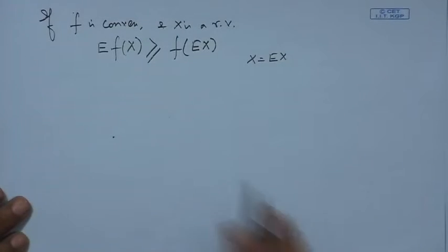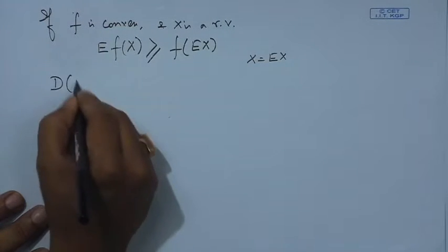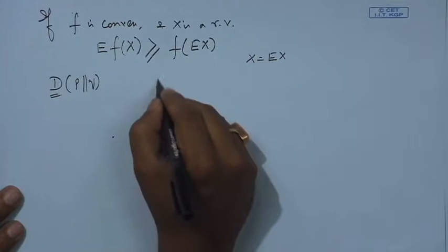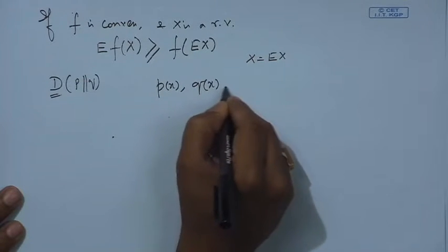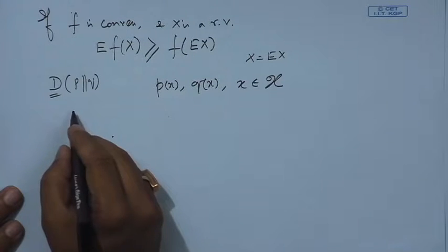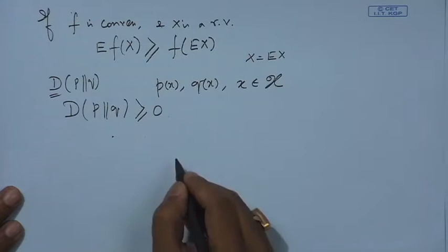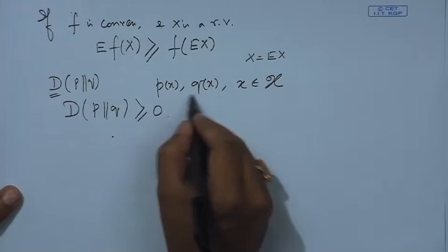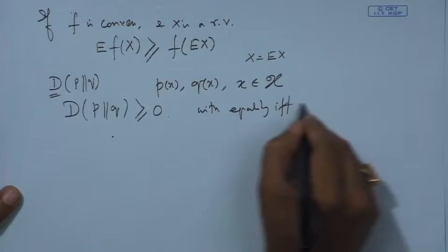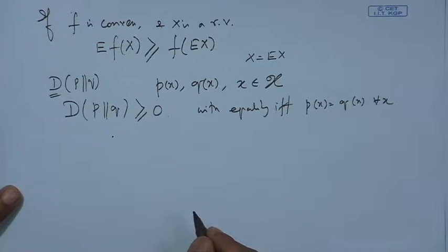Okay, we move forward, and we would like to look at D(p||q) given Jensen's inequality. So let us say that p(x) and q(x) are two distributions where x is an element of some set, so these will be two probability mass functions. We would like to prove that D(p||q) is greater than or equal to 0, with equality if and only if p(x) is equal to q(x) for all x. This is what we would like to see.